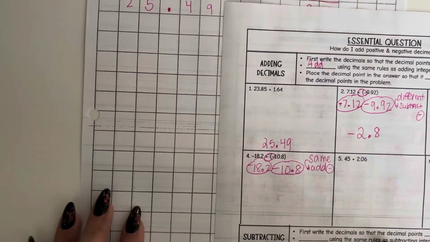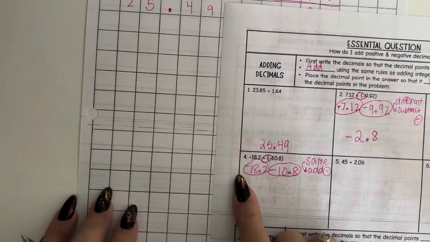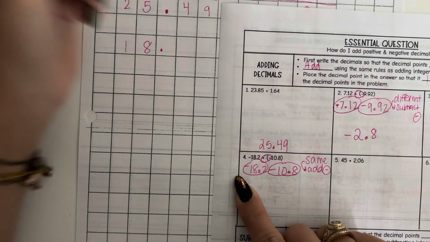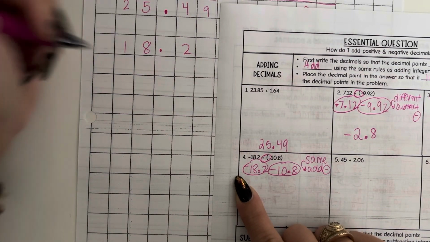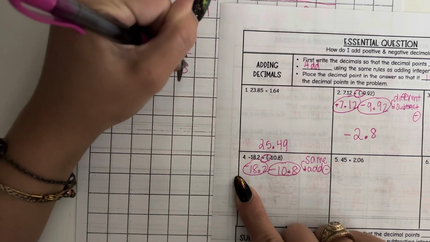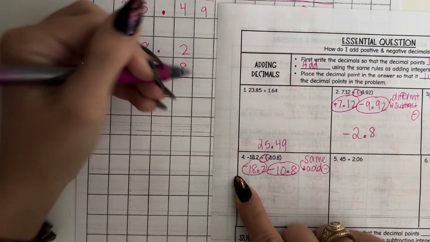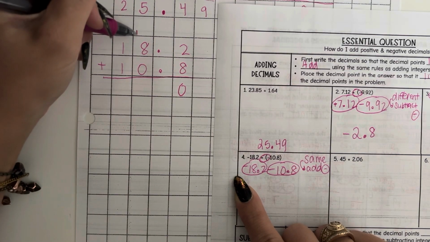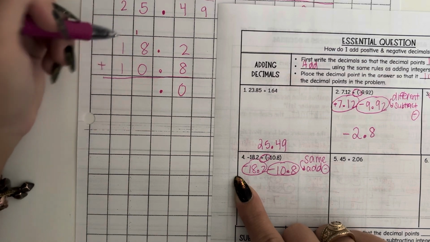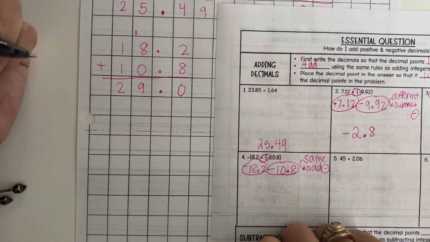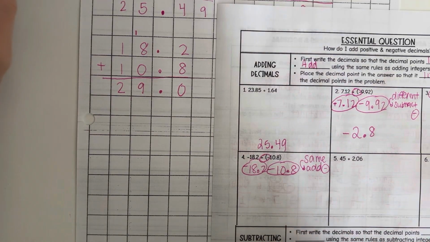I'm going to go back to my grid and we're going to add. Okay, 18.2, and I am adding 10.8. 8 plus 2, oh, that's 10. Carry the 1 over here. Line up the decimal. 8 plus 1 is 9. 1 plus 1 is 2. So that means 29 would be my answer.